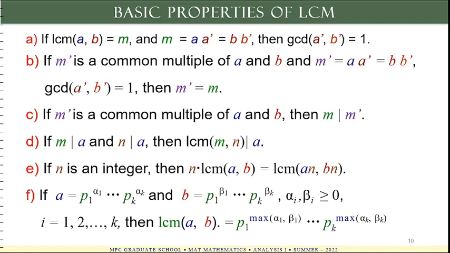And lastly, if a is equal to p sub 1 raised to alpha sub 1 up to p sub k raised to alpha sub k, and b is equal to p sub 1 raised to beta sub 1 up to p sub k raised to beta sub k, and alpha sub i and beta sub i are greater than or equal to 0, for i equal to 1, 2, up to k, then the LCM of a and b is equal to p sub 1 raised to the maximum of alpha sub 1 and beta sub 1, up to p sub k raised to the maximum of alpha sub k and beta sub k. So those are the basic properties of LCM.